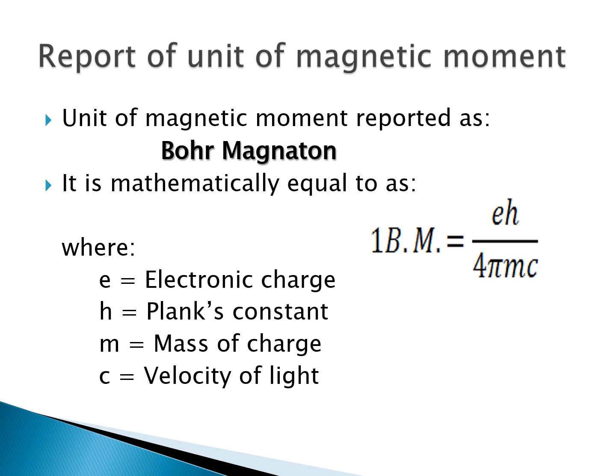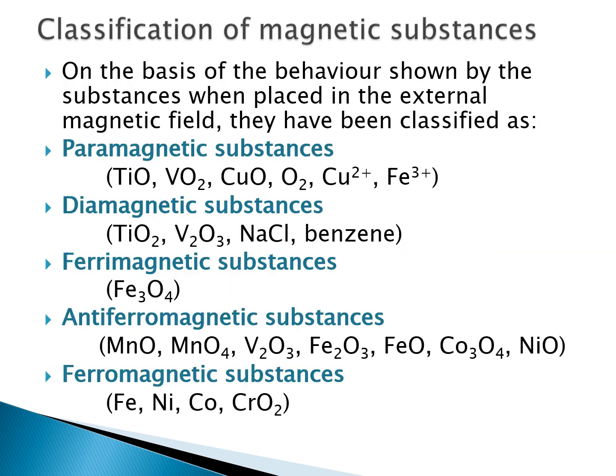Units of magnetic moment. The unit of magnetic moment is reported as Bohr magneton. It is mathematically equal to 1 Bohr magneton equals eh over 4 pi mc, where e is electronic charge, h is Planck's constant, m is mass of electron, and c is velocity of light or speed of light.